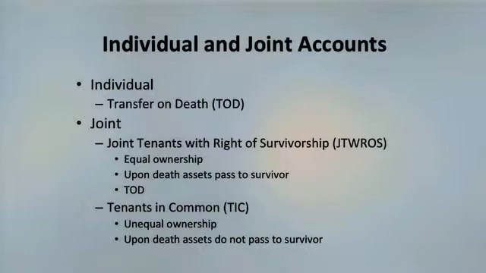Individual and joint accounts. An individual account is an account registered in one person's name. Now, an individual account could be marked as transfer on death. On the test, you'll probably see this as TOD. If an individual account is marked TOD, assets in the account will bypass probate. So assets in the account will not be subject to the account owner's will. Assets in the account, however, will be subject to the account owner's estate.